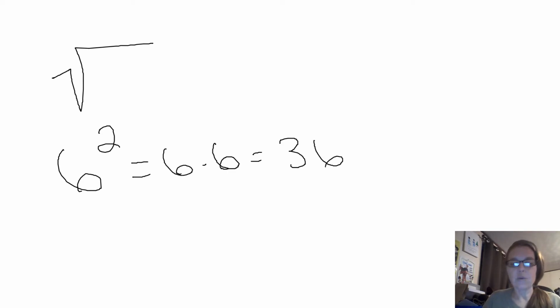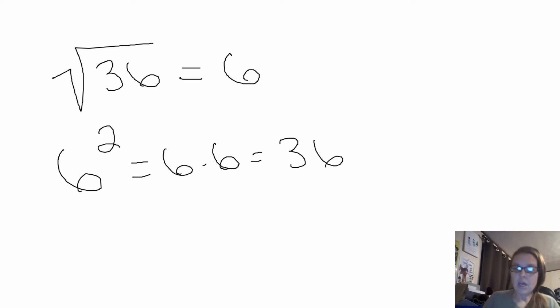All right, so the first thing that this talks about, and these are all things that you know. This is called a radical sign. You guys know that. It's a square root. This is the exponent. 6 squared means 6 times 6, which is 36. The radical is the opposite of that. This is saying the square root of 36 is what? What times what is 36? The answer is 6.